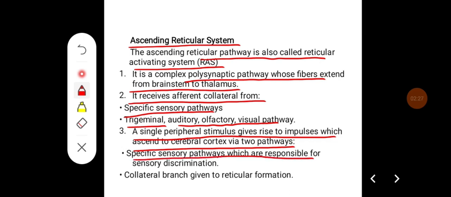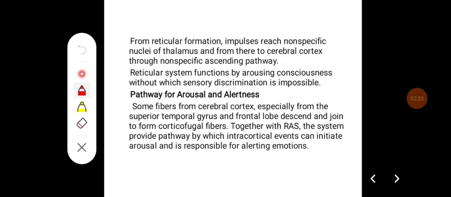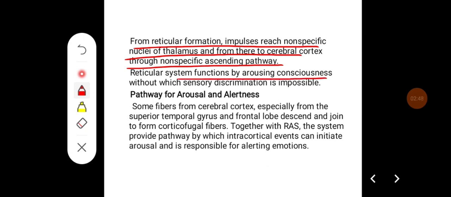pathways, which are responsible for sensory discrimination, and a collateral branch given to the reticular formation. From the reticular formation, impulses reach the non-specific nuclei of the thalamus, and from there the cerebral cortex through the non-specific ascending pathway. The reticular system functions by arousing consciousness, without which sensory discrimination is impossible.